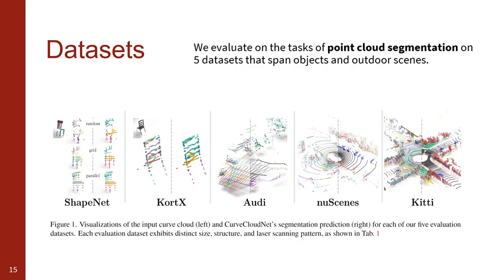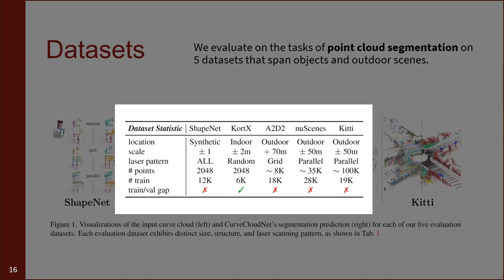We evaluate CurveCloudNet on the common task of point cloud segmentation on 5 datasets that span both objects and outdoor scenes. Importantly, we are interested in an architecture that can flexibly reason in various settings. Thus, the 5 datasets significantly vary in their capture setting, scale, laser scanning pattern, number of points, and training setup.